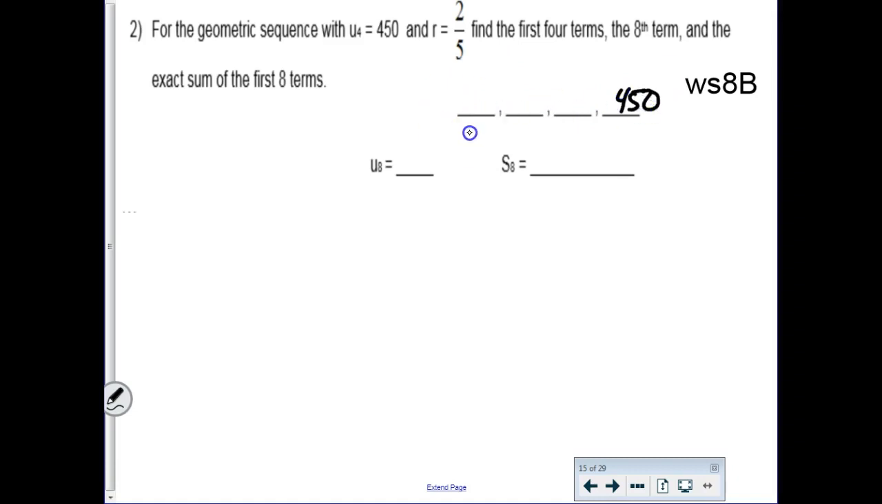You've got to figure out how to back up in this, so you can either conceptualize this or you could go ahead and use your formula itself. So think about this, guys. If you move forward by multiplying by 2/5, how would you move backwards in the sequence? You could divide by 2/5, better known as multiplying by 5/2, to go backwards. So go backwards, go backwards, go backwards.